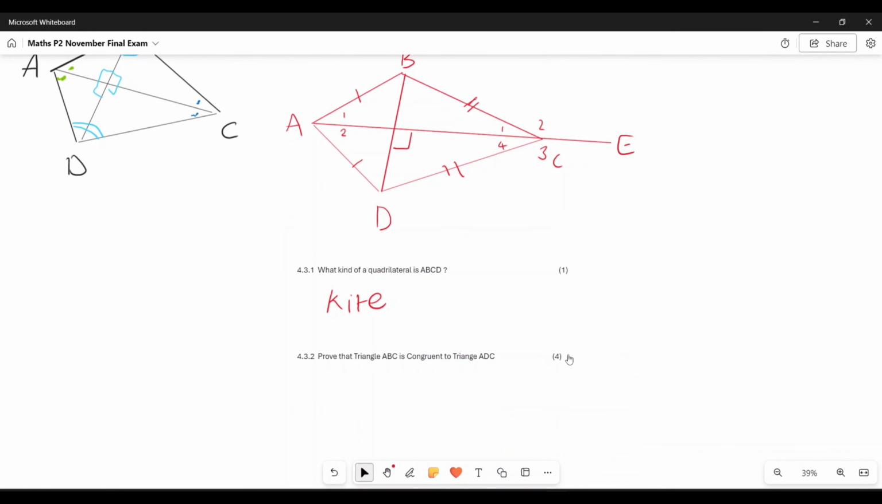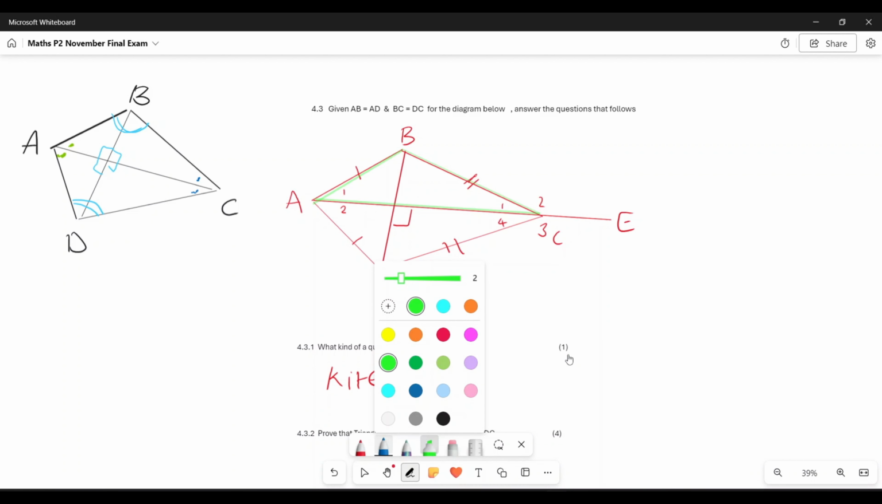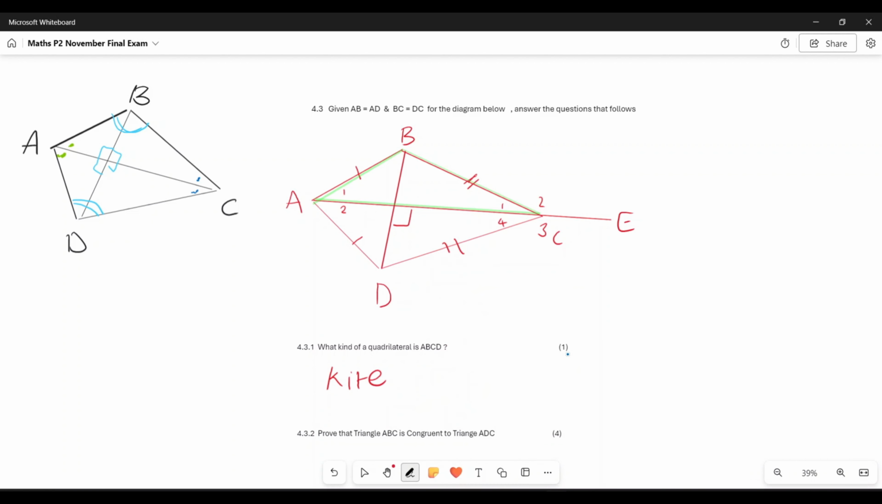Now, we need to prove that triangle ABC is congruent to triangle ADC. Now, let me look at my triangle ABC. Let me try and highlight it. So triangle ABC is the triangle I've highlighted in green, and the other triangle, let me try and highlight it with a different color, which is blue. And triangle ADC is the triangle below it.